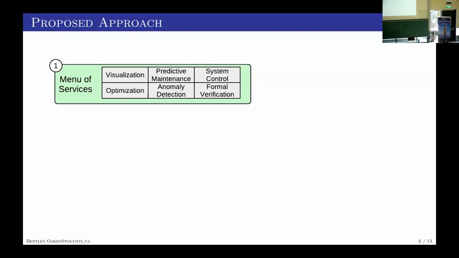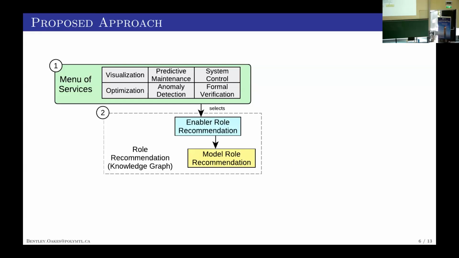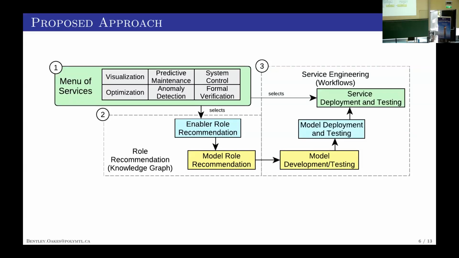What we said here is, can we define a menu of services for digital twins? How can we use those once you have selected the service? How can we get some recommendations for what enablers and models you need? And then there's this other side. Once you have that, can we guide the user through these workflows to develop the models, to deploy those models, and then test everything as a service?